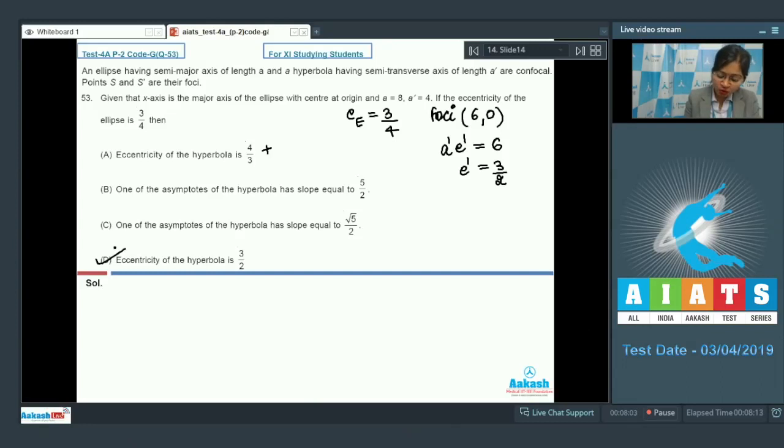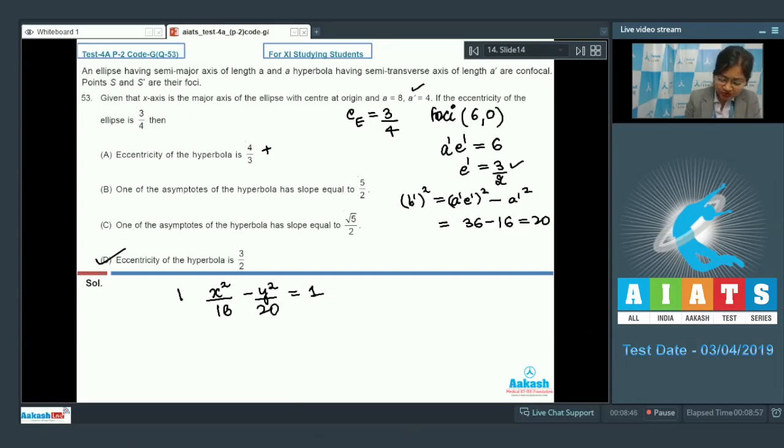Now next we have to find the asymptotes of the hyperbola. For that let us firstly find the equation of the hyperbola. We have E dash, we have A dash, so we can find the value of B dash. That will be B dash whole square equal to A dash E dash square minus A dash square, that is equal to 36 minus 16, that is equal to 20. So the hyperbola is x square upon A dash square, that is 16, minus y square upon B dash square, that is 20, equal to 1. So this is the hyperbola.